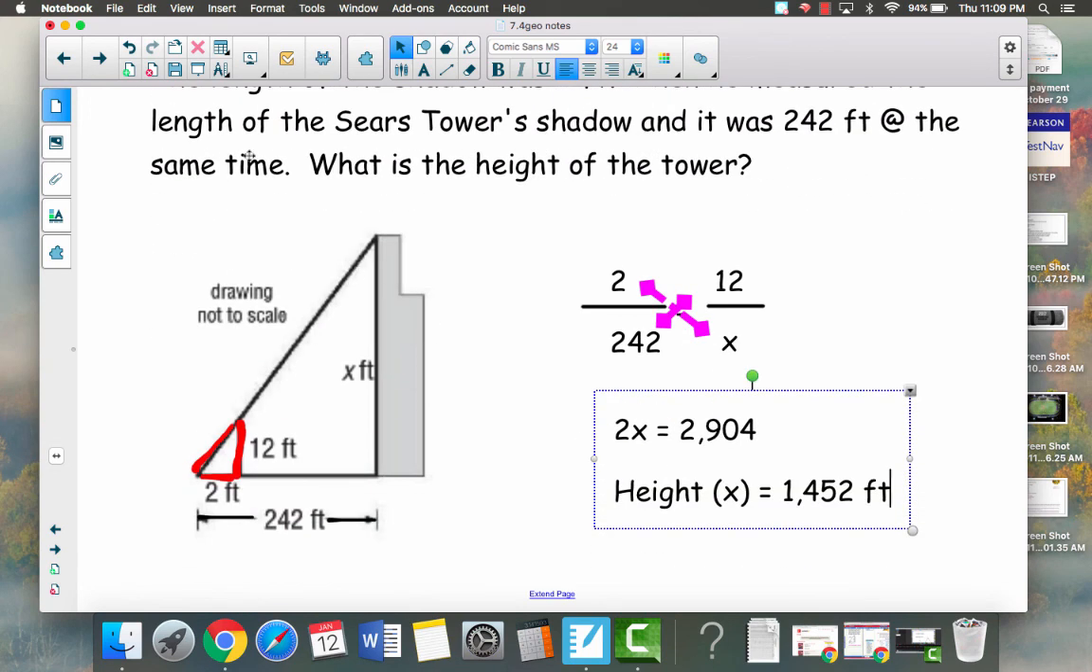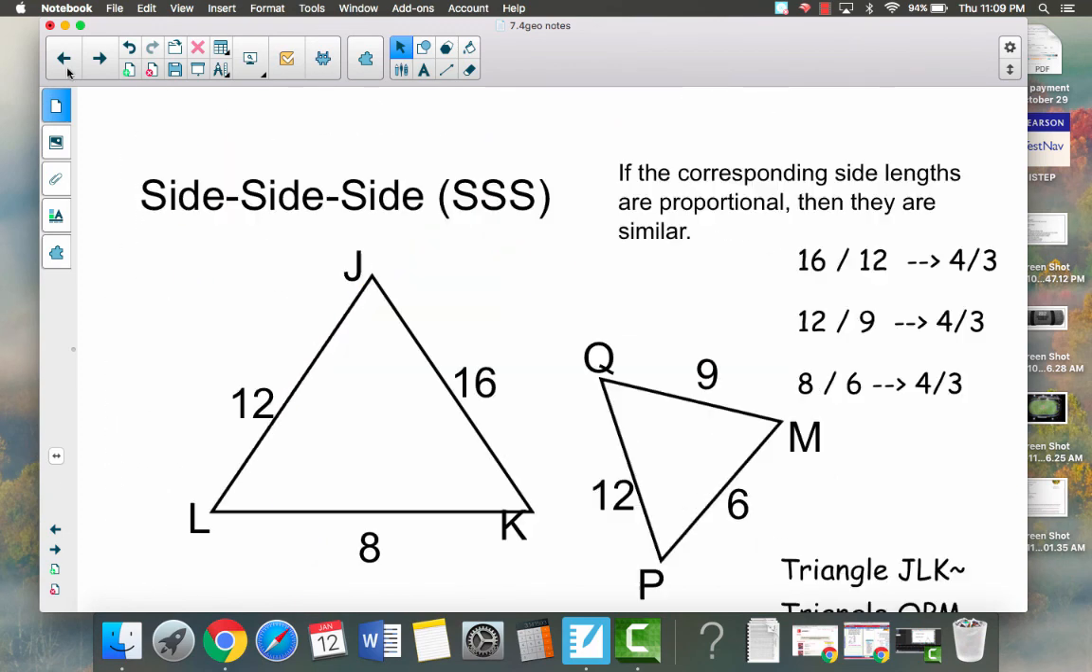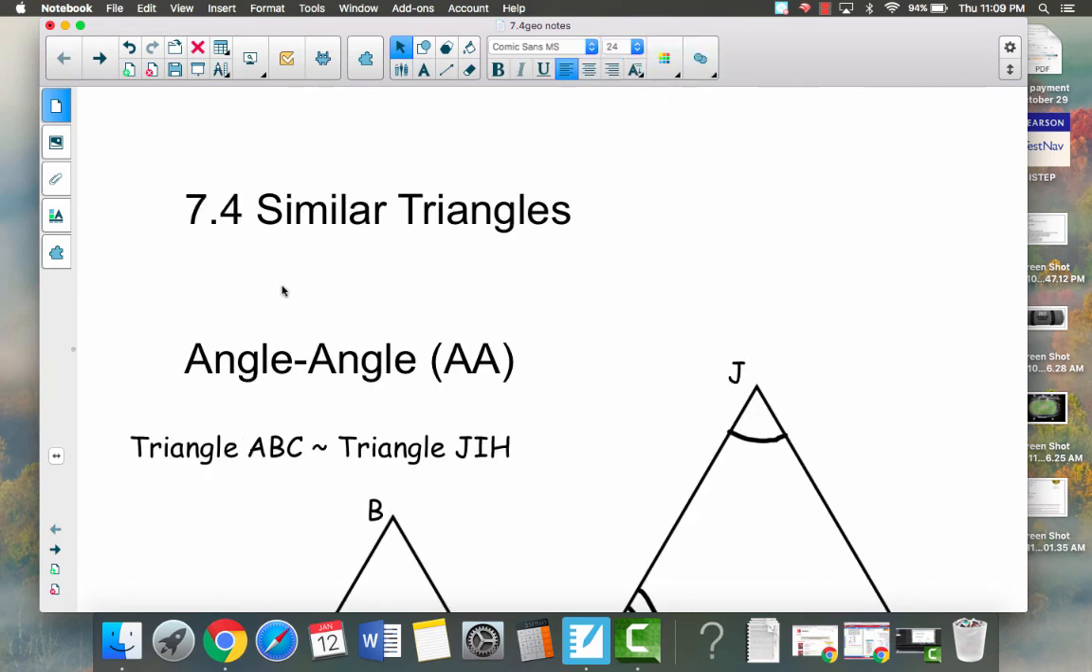So the reason we can set up all of these proportions is because we're assuming or being able to find that the triangles are similar, and we're using either side-side-side, side-angle-side, or angle-angle. All right. So if you have any questions on either of the 3 rules or how to set up the proportions, let me know. Otherwise, you are good to go.